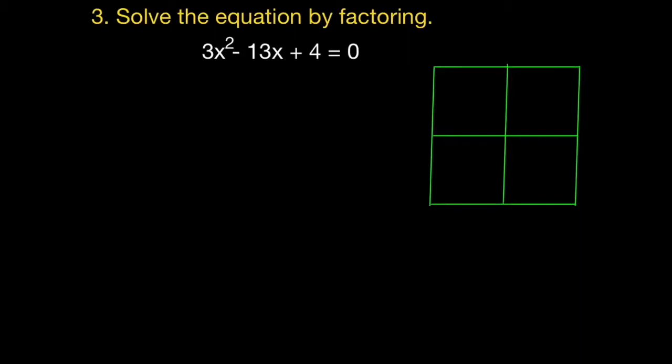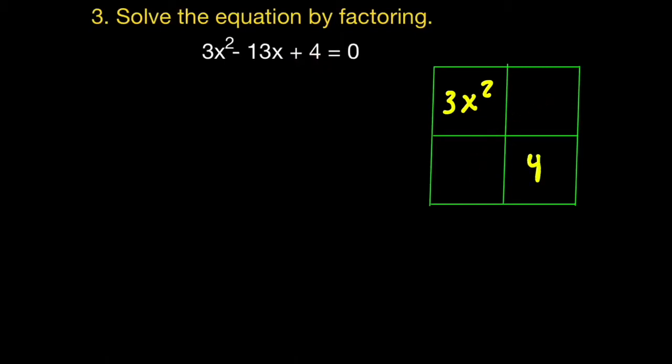And to apply the box method, here's what you do. You grab your leading term, that's 3x squared. You're going to record it on the upper left. Then you will grab your C term. In this example, that's going to be the positive 4, and you're going to record it on the bottom right.